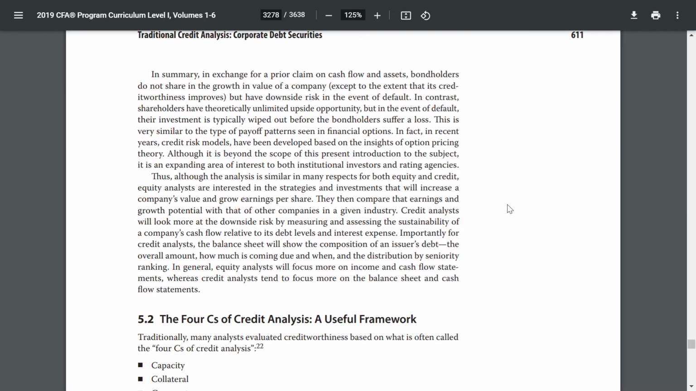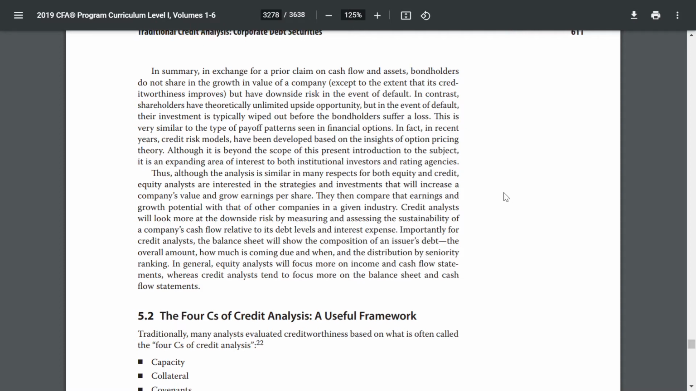In summary, in exchange for prior claims on cash flows and assets, bondholders do not share in the growth in value of a company, but have downside risk in the event of default. So this is the difference between assessing an equity piece and assessing a debt piece. An equity piece is more concerned about the upside, while a debt piece is more concerned about the downside.